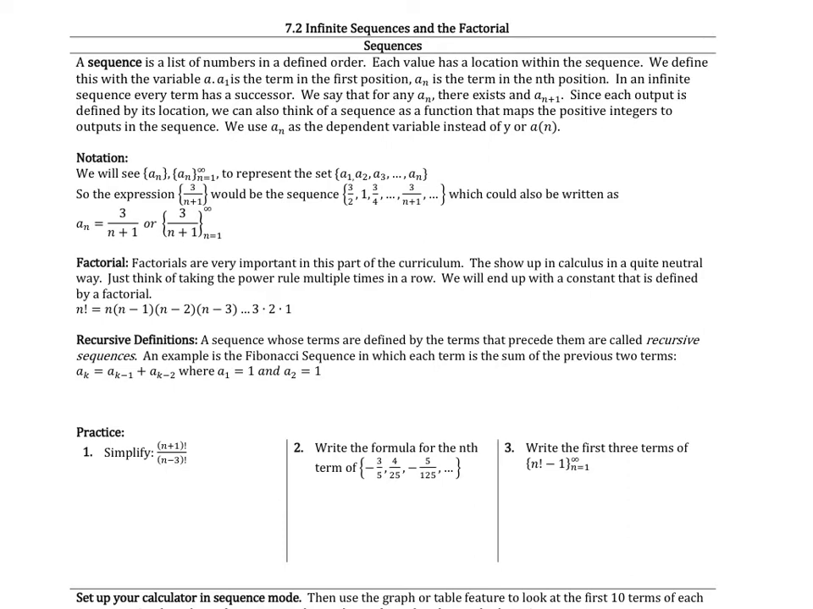Each value has a specific location. We define this typically using a sub n, a sub 1 being the first term, a sub n being the nth term, a sub n plus 1 being the term after the nth term, and we can define it in that way.